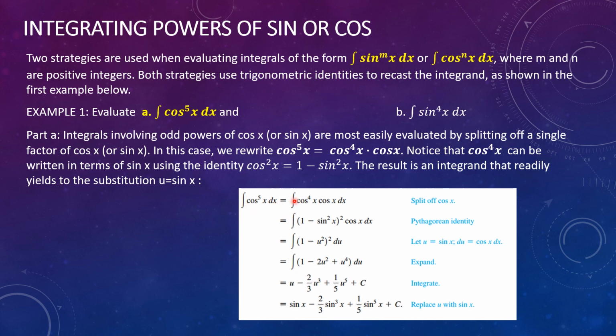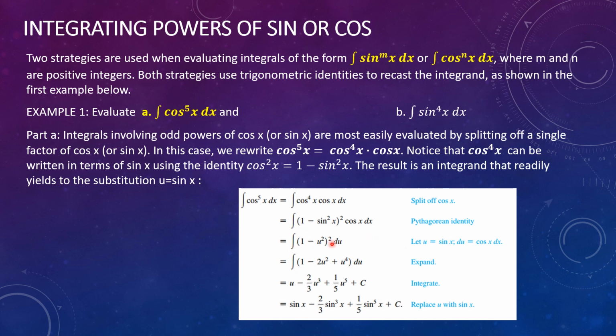So the first thing that we're going to do is rewrite cosine to the fifth of x as cosine to the fourth of x times cosine of x. And when I say cosine 4, I'm talking about cosine raised to the power of 4. Well, since cosine squared equals 1 minus sine squared, then cosine to the power of 4 is 1 minus sine squared, squared, right? Cosine squared squared would be cosine to the power of 4. So we substitute in that Pythagorean identity, all right?